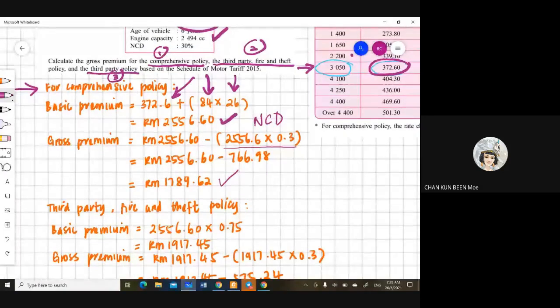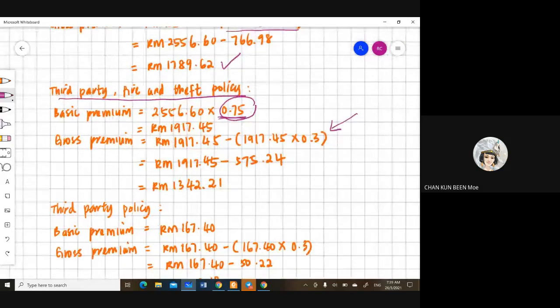Okay, so the basic premium for the third party over here is 2556.6 multiplied by 0.75, because for the third party fire and theft policy, it is 75% out of the basic premium for the comprehensive policy. That's why we have to multiply by 0.75, so you will get 1917.45. Okay, then you can find the gross premium already by deducting the NCD from the basic premium. So this is what we have over here. You are going to deduct 1917.45 multiplied by 0.3. So the answer that we have is 1342.21.